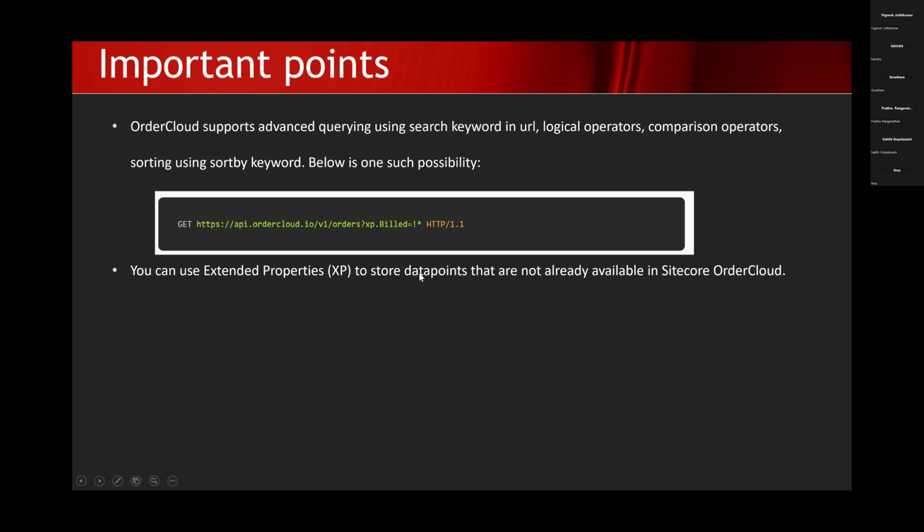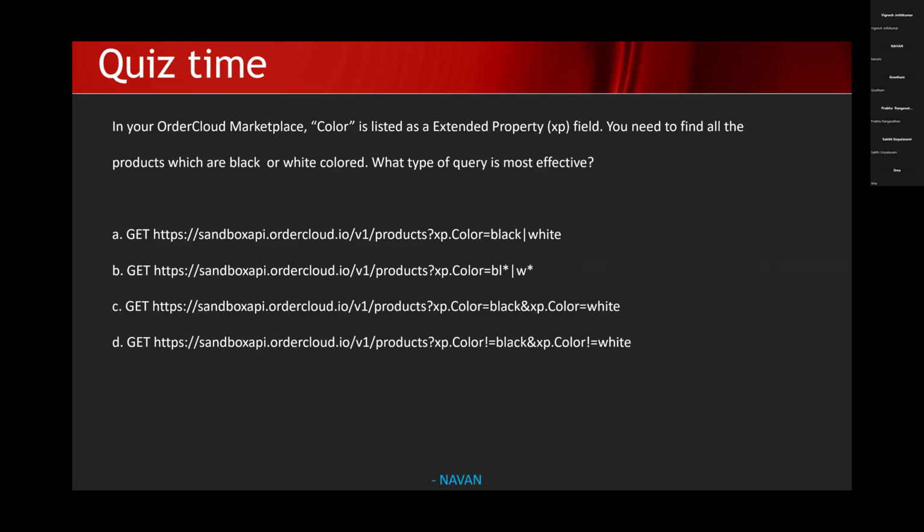You can use extended properties to store data points that are not already available in the Sitecore OrderCloud. So the name itself says that, right? It's an extended property. So you create that property to do something custom for your processing. That's why you create extended properties. Those are an extended data point where you add your own logic and do things that are necessary for your logic. In your OrderCloud marketplace, color is listed as an extended property field.